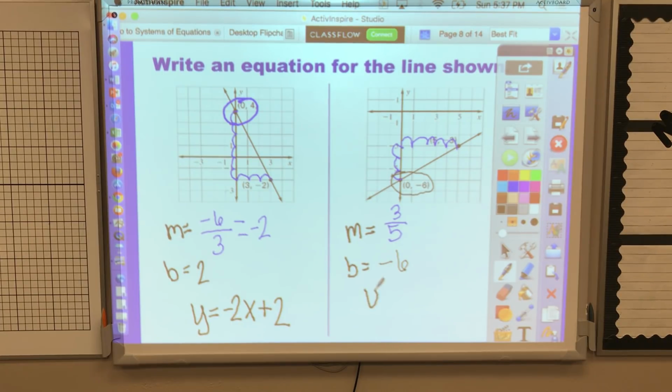Okay, so we have y equals m, which is 3/5, x, plus b, but this time b is negative, so it's -6. And there's my slope-intercept form equation from a graph.